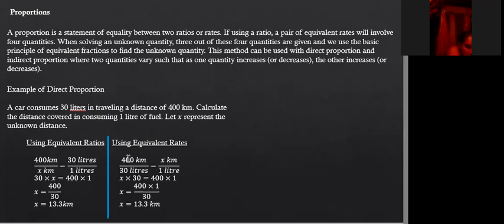When you're using rates, you have 400 kilometers over 30 liters is equal to X kilometers over 1 liter. Here you have, again, cross multiplication. X multiplied by 30 is equal to 400 multiplied by 1. But here you're making X the subject of the formula. So it will be 400 multiplied by 1 over 30. So you get X is equal to 13.3 kilometers. Do you have any questions?